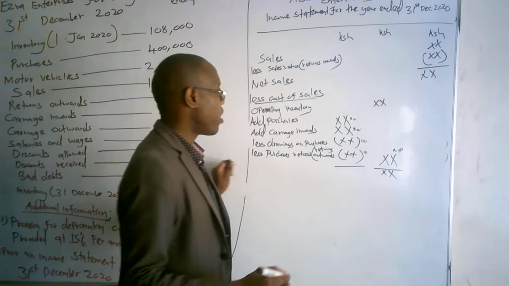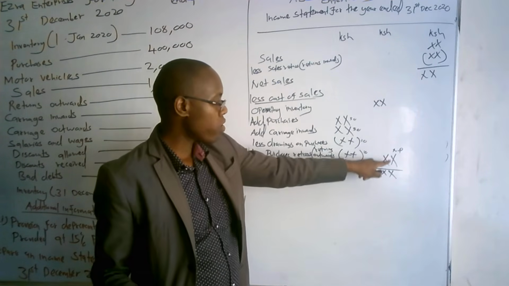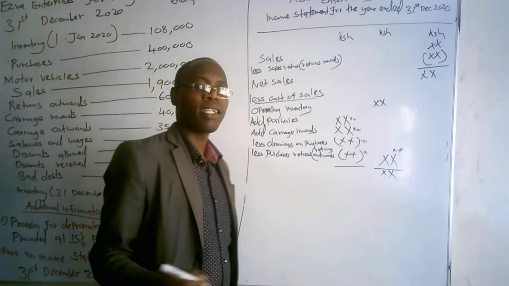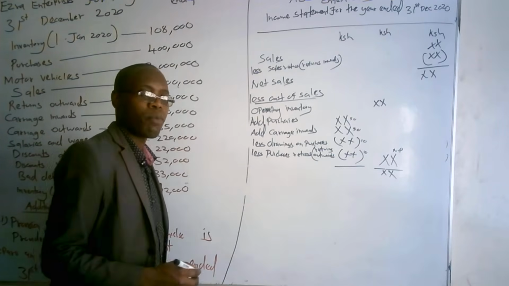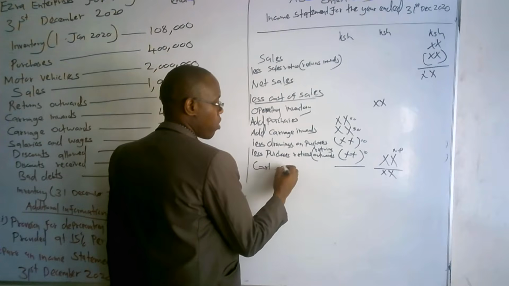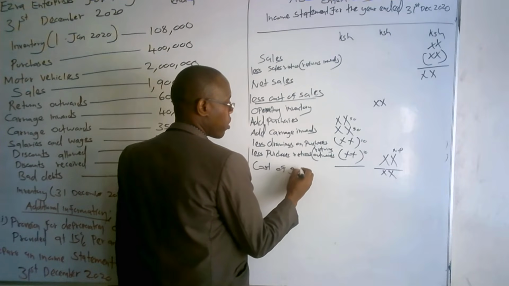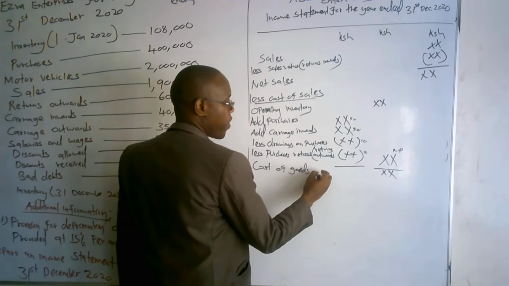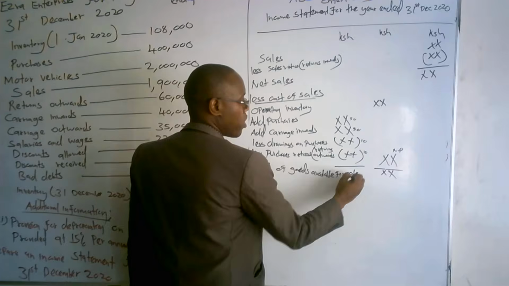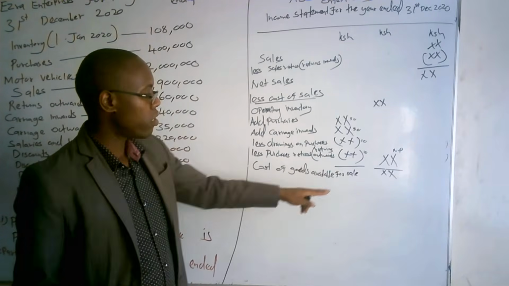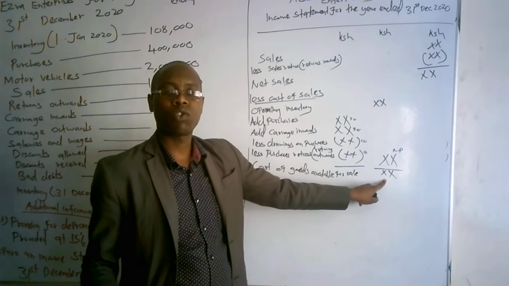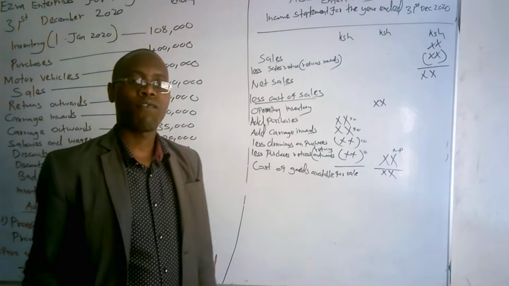So you will get an answer there. You add the opening inventory plus the net purchases, and you have an answer down here. That answer, we call it the cost of goods available for sale. So the cost of goods available for sale is actually the opening inventory plus net purchases.